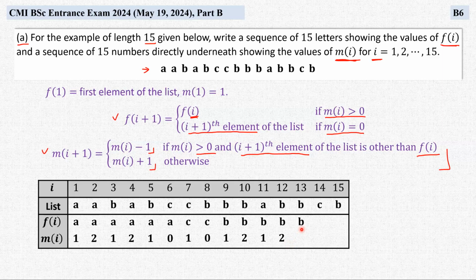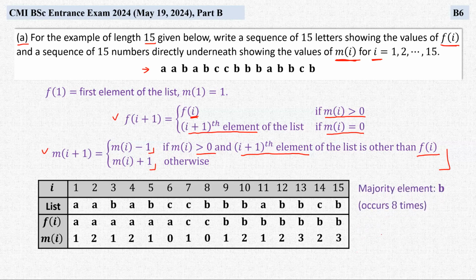m is positive, so function f does not change, and we have same elements, so function m increases. Again, m is positive, so f stays at b, and we have the same element b in the list, so function m increases. m is positive, so f is still b, but c is different from b, so function m decreases. And finally, m is positive, so function f gives b, and we have b here and b here, so function m increases to 3. So we have filled the table.